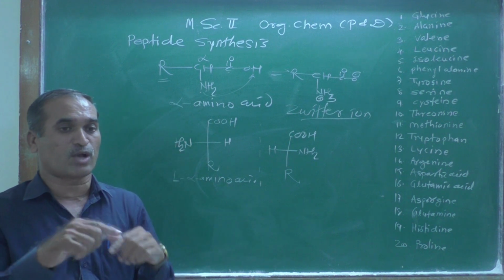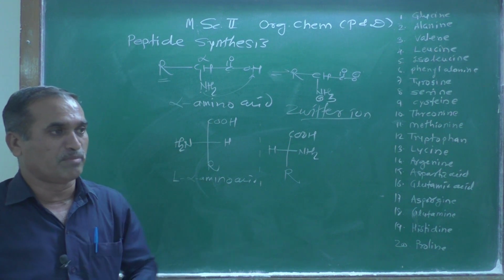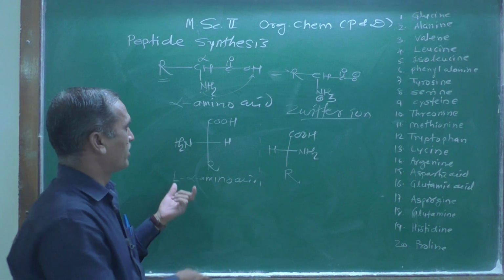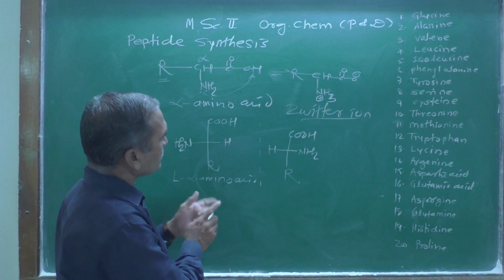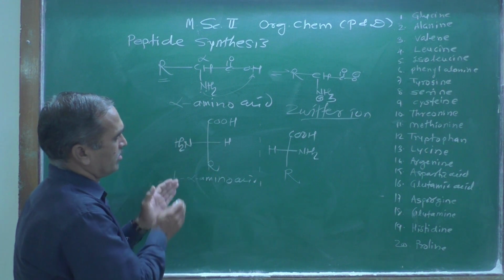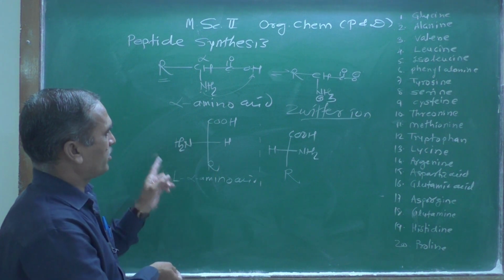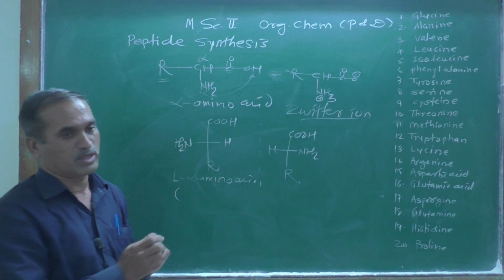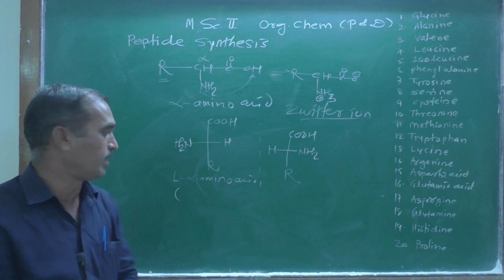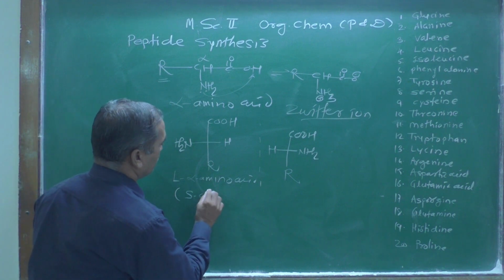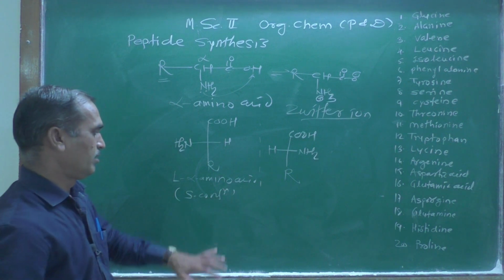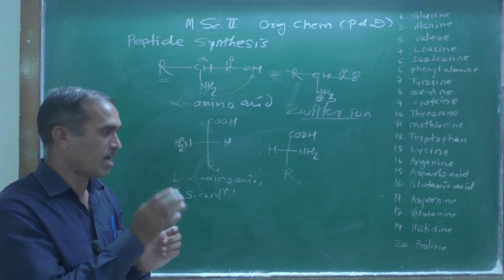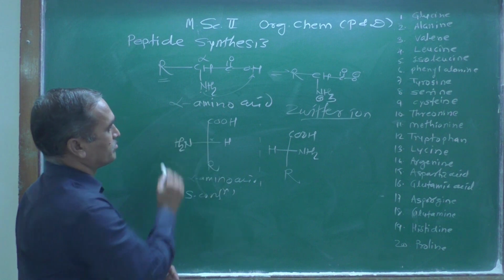Enantiomers, you might be knowing. Enantiomers mean they are non-superimposable mirror images of each other. If you observe this structure carefully, alpha amino acids are normally S in configuration. But S configuration, how to assign that? Here are the chiral carbon atoms.